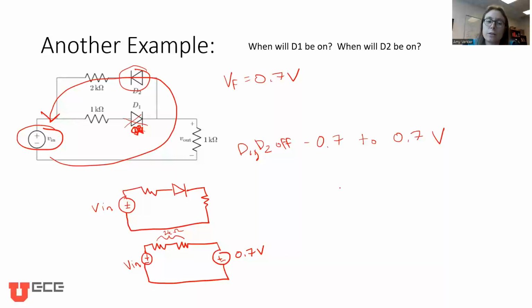So the simplified circuit, so this is the case where D1 is on over here, by the way, that we just calculated, and it's when V in is greater than 0.7 volts. Okay, so now we're working on the case where D2 is on and D1 is off, we said. And so the simplified circuit's going to look like this.